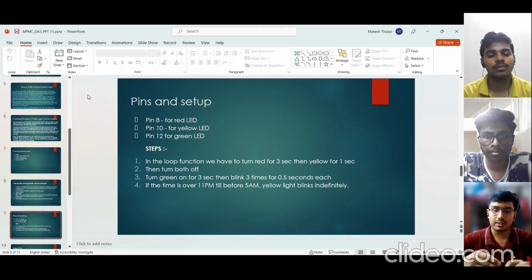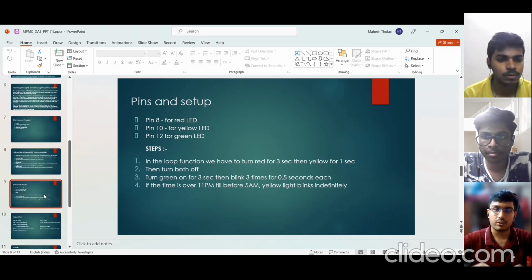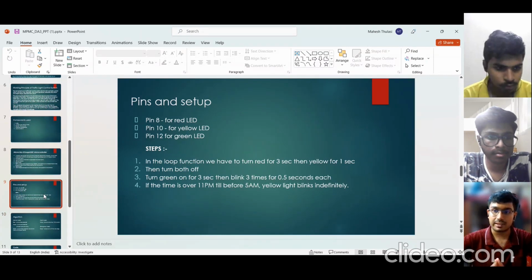When the time is over at 11 p.m. till before 5 a.m., the yellow light blinks indefinitely because it's a time of traffic rules. In India, the traffic systems are indeed needed. Now, proceeding further with the next slide.